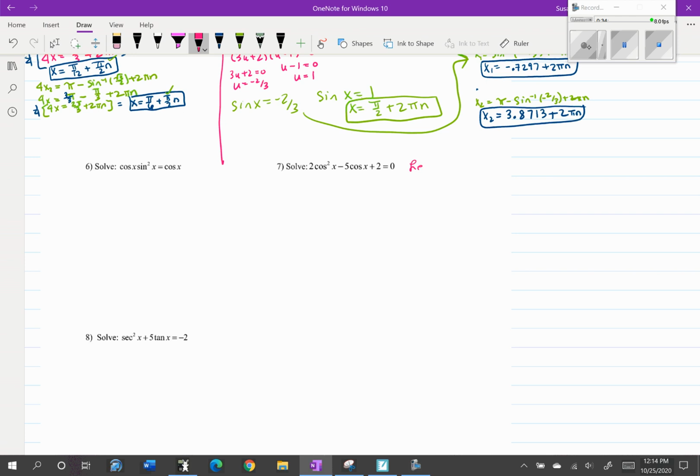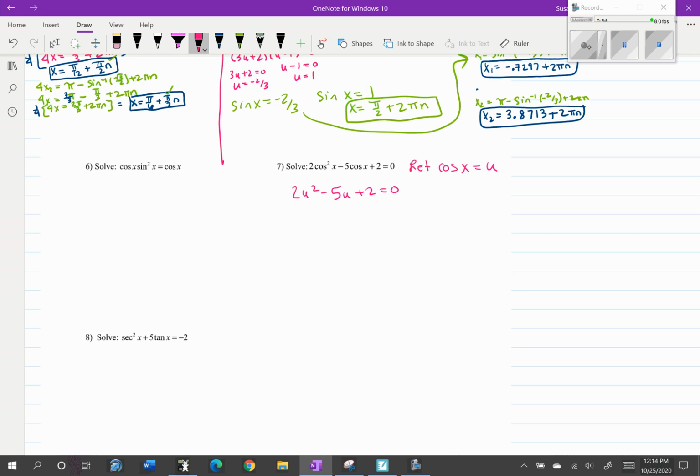So same thing, I'm going to let, because I see a quadratic term, a linear term, and a constant term, I'm going to let the cosine of x equal some variable, we'll call it u in this case. So 2u squared minus 5u plus 2 equals 0.